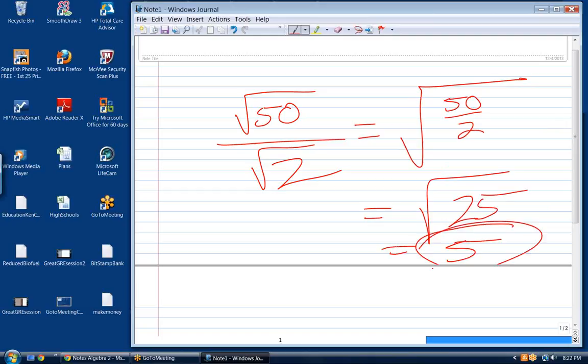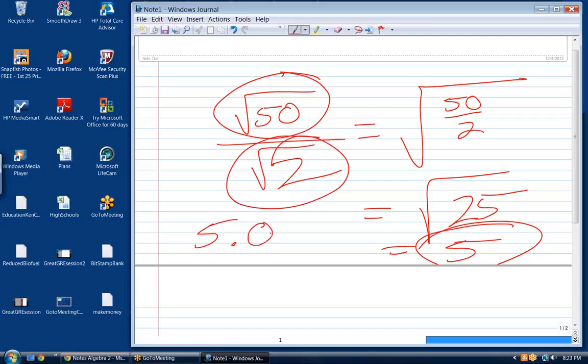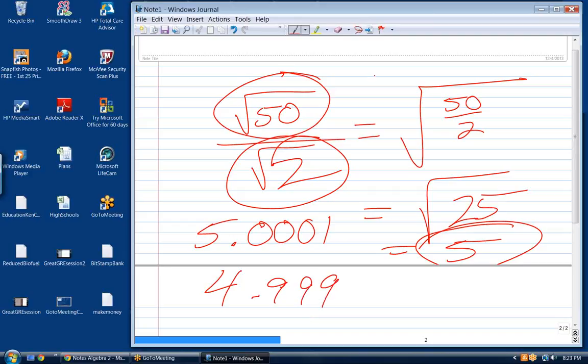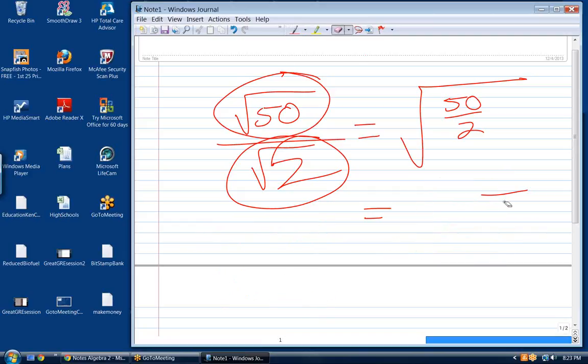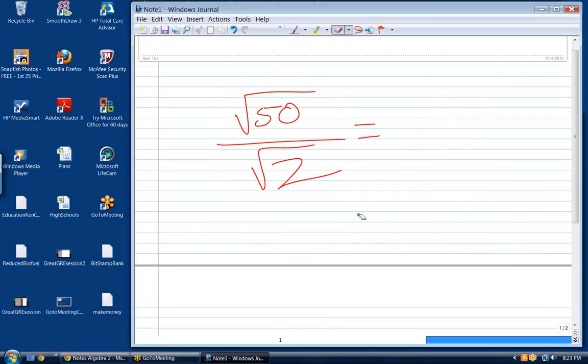Now, the only reason I said do it on your calculator is because it's going to have some round-off error when it does it. If you put in square root of 50 divided by square root of 2, I don't know what my calculator would give me, but I would expect something like 4.999, just because I would think there'd be a little round-off error. The only reason I mentioned it is because you don't need that round-off error if you divide those two numbers first to make it into the square root of 25.